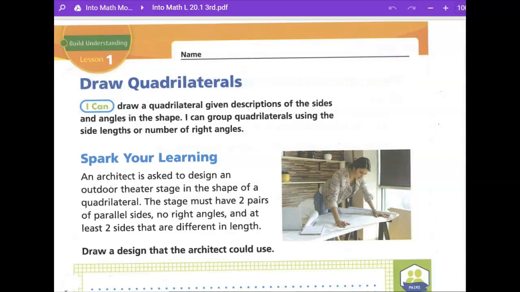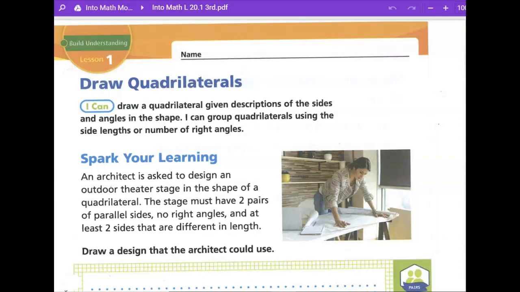Today we're looking at lesson 20.1, draw quadrilaterals. Let's read the I can statement together, please. I can draw a quadrilateral giving descriptions of the sides and angles in the shape. I can group quadrilaterals using the side length or the number of right angles.